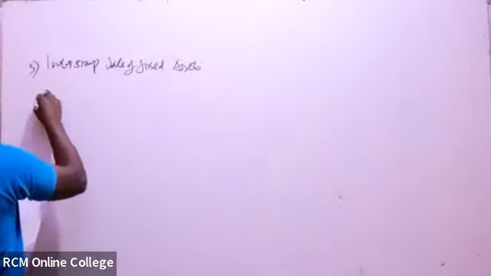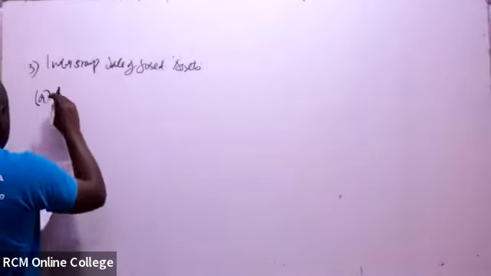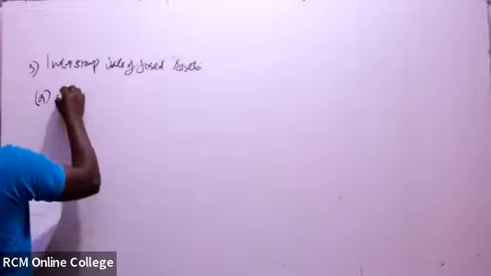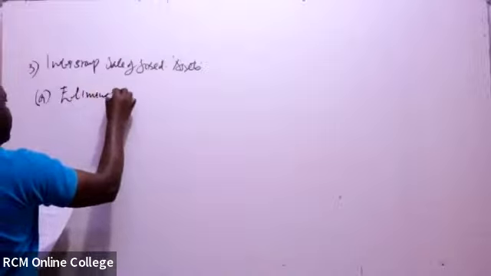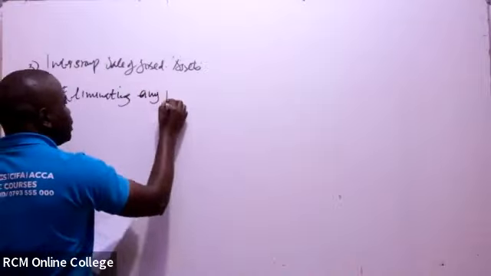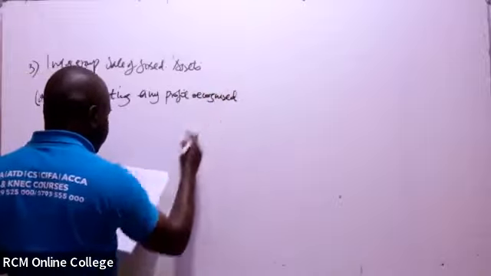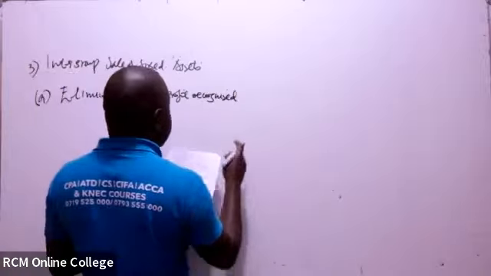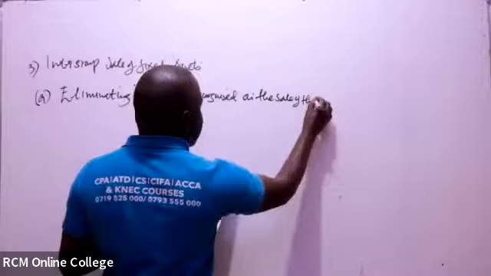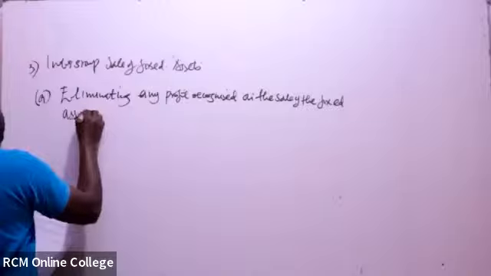The first adjustment is to eliminate any profit recognized. So elimination of any profit recognized on the sale of the fixed asset. Any profit recognized on the sale of the fixed asset, you eliminate it.